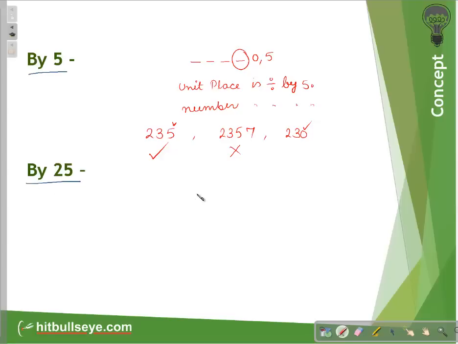Once again, I'm coming to by 25. I'll check the divisibility for the last two places. I mean, if the number formed by the last two places is divisible by 25, then my number will be divisible by 25. So we can conclude that if any number is ending in 00, 25, 50 and 75, then those numbers are divisible by 25.